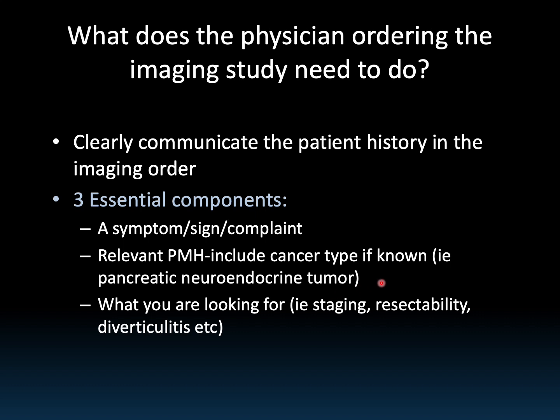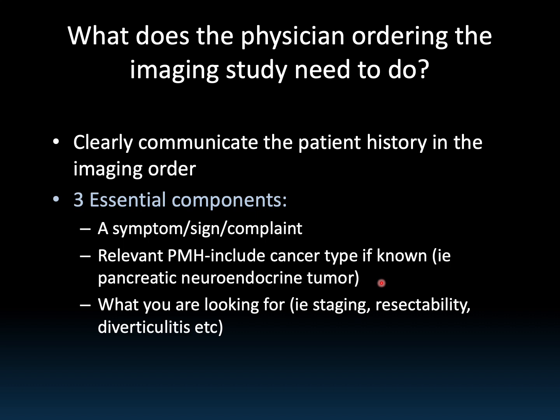For example, you wouldn't want to just say pancreatic cancer, you'd want to say pancreatic neuroendocrine tumor or pancreatic adenocarcinoma. You have to include the specific histologic subtype so that we can determine if that's a hypervascular tumor or a hypovascular tumor. And lastly, what you're looking for. Are you doing the scan to look for resectability or response to therapy? Or are you worried about diverticulitis, etc.?